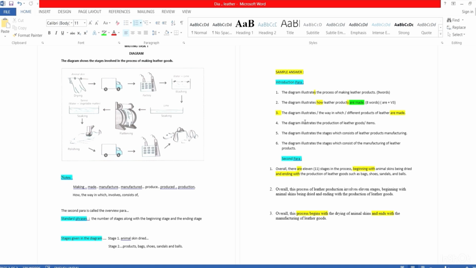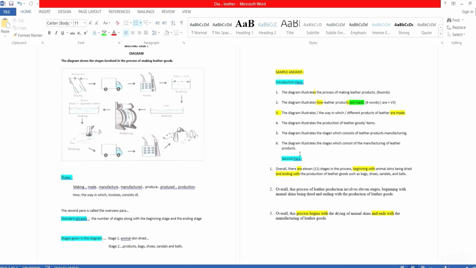Fourth introduction, the diagram illustrates the production of leather goods or the production of leather items. Fifth one, the diagram illustrates the stages which consist of leather products manufacturing. The last one, the diagram illustrates the stages which consist of the manufacturing of leather products.